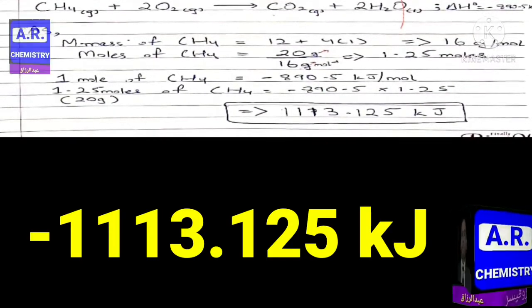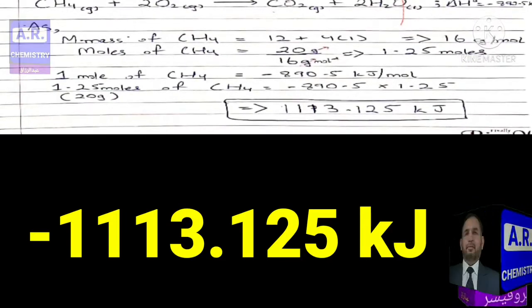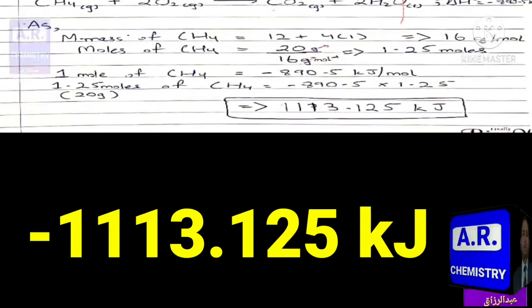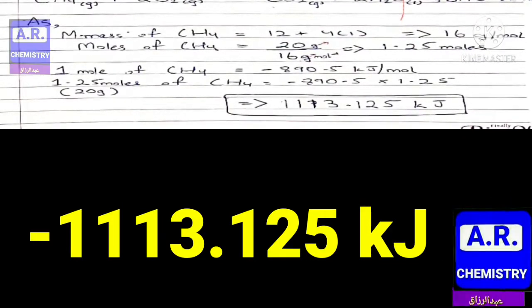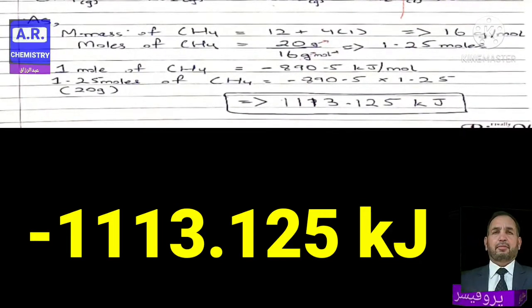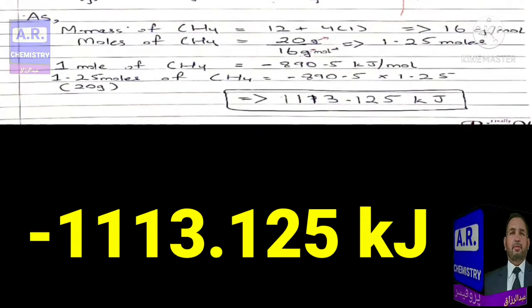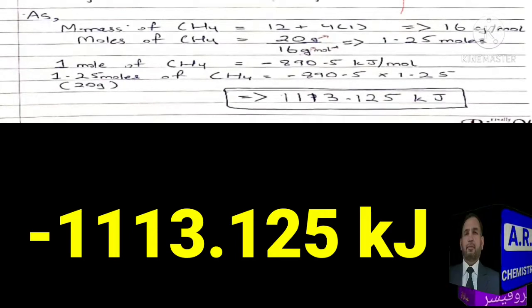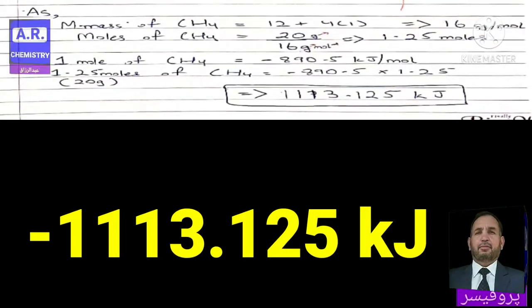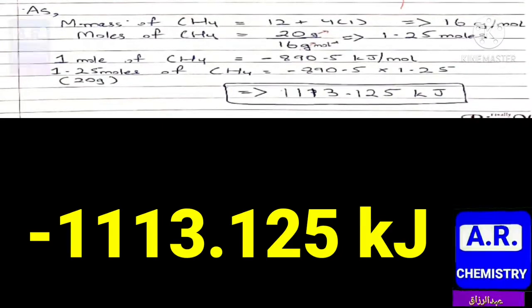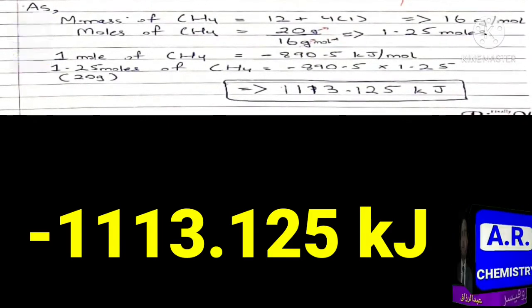So dear students, you have to do the calculation in this way. First, get from data the enthalpy of combustion of 1 mole of methane, then convert 20 grams into moles, which are 1.25 moles, and finally you convert the energy that is obtained for 1 mole to the energy that would be obtained by burning 1.25 moles of methane.